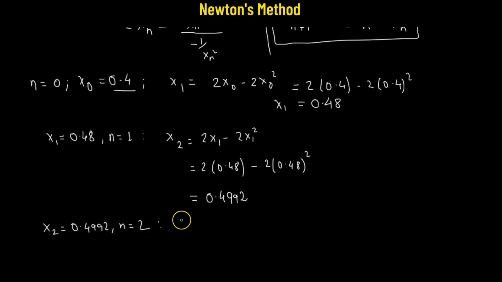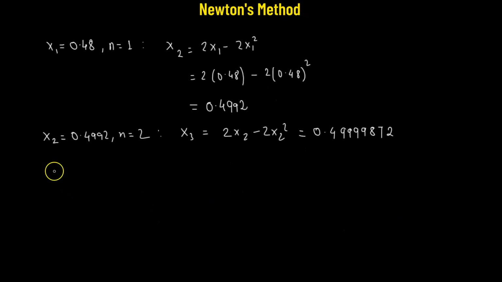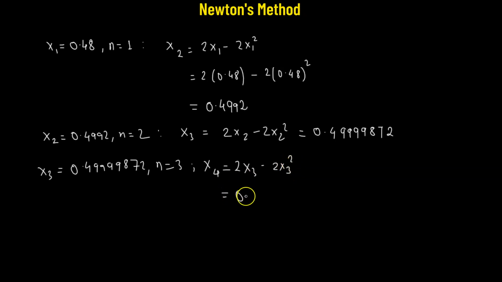Next we consider x2 as 0.4992, n equals 2, which will give us x3, which is 2x2 minus 2x2 squared. Substituting the value of x2 with 0.4992, we should get 0.4999872. We'll do a couple more. So we have x3 equals 0.4999872, and consider n equals 3. For this we have x4 equals 2x3 minus 2x3 squared. So this should give us 0.5.